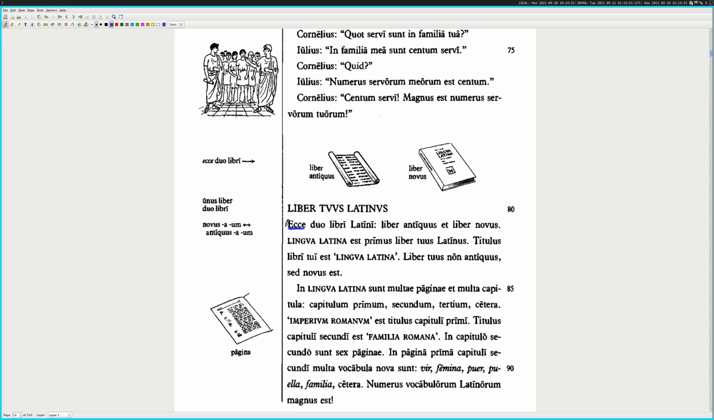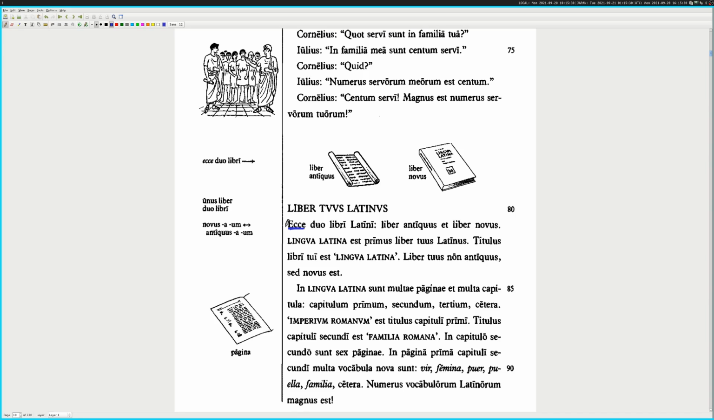He's speaking to the author here, or to me. What is this? Liber tuus non antiquus, said, my book is not old, it is new. In Lingua Latina there are many pages and many chapters. Chapter 1, 2nd, 3rd, the rest. Imperium Romanum is the title of the first chapter. The title of the second chapter is Familia Romana.